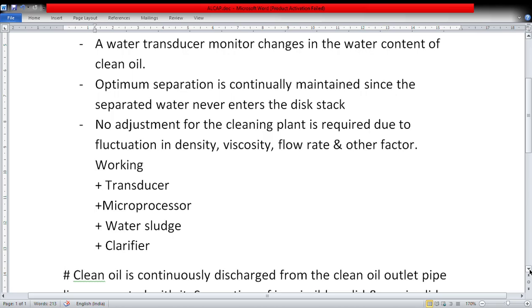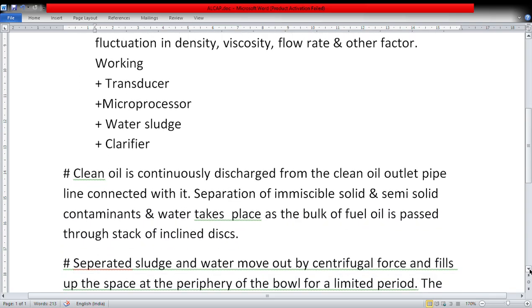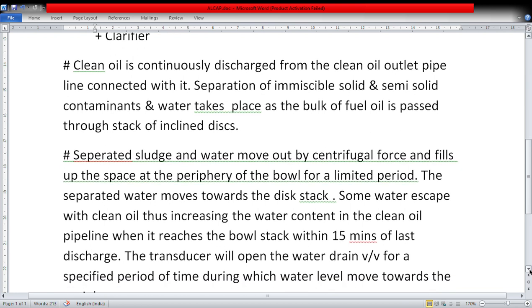Water and sludge are discharged. If water accumulation is more than usual, it can pass through a separate water drain valve. Okay, here this ALCAP fuel oil purifier separator normally operates as a clarifier. So let's be very clear: it operates as a clarifier, it is not a clarifier. There is a difference. But it operates as a clarifier.